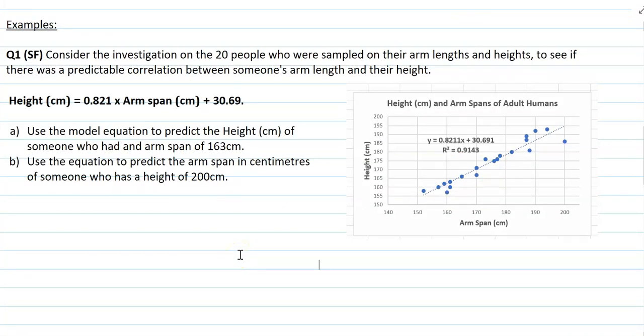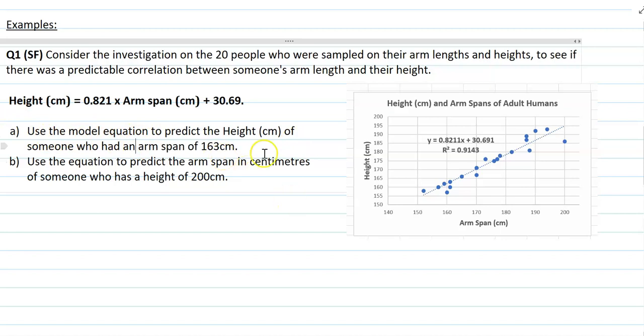Starting off with an example where we're looking at a correlation between someone's arm span and height, we established a model equation where height equals 0.821 times the arm span plus 30.69. The first part of the question is asking us to use the model equation to predict the height of someone who had an arm span of 163 centimeters. The second part is then getting us to use the equation again to predict the arm span in centimeters of someone who has a height of 200 centimeters.